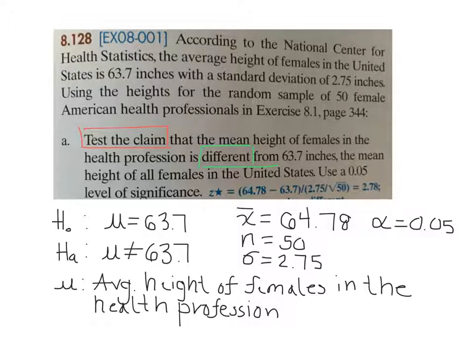In step 2, we know that we need to complete the plan. And the plan is to verify the conditions that are important to be met in order to perform this hypothesis test confidently. So 1, we need to be told that the sample was obtained randomly. And it was stated that a random sample was obtained from the population of all women in the health professions.